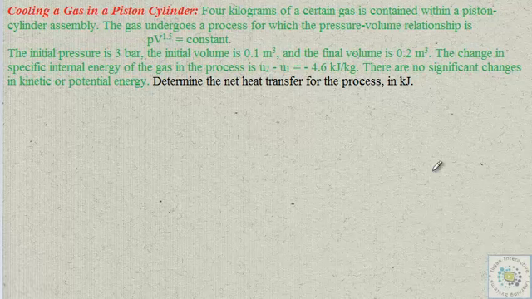4 kilograms of a certain gas is contained within a piston cylinder assembly. The gas undergoes a process for which the pressure-volume relationship is PV to the 1.5 is a constant. Initial pressure is 3 bar, initial volume is 0.1, and the final volume is 0.2. A change in specific internal energy is given: delta U is equal to negative 4.6.